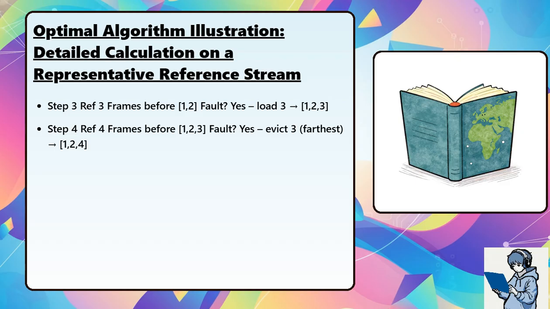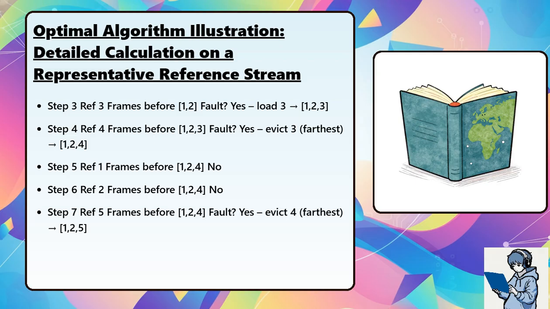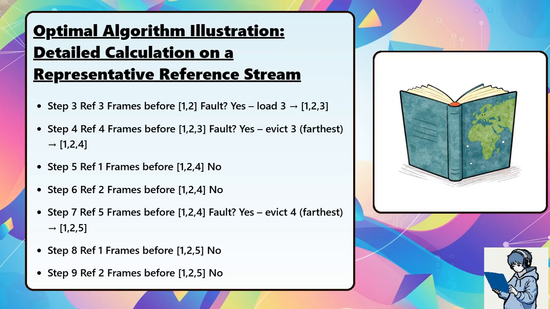Step 4: reference 4, frames before [1, 2, 3], fault yes, evict 3 (farthest) to [1, 2, 4]. Step 5: reference 1, frames before [1, 2, 4], no fault. Step 6: reference 2, frames before [1, 2, 4], no fault. Step 7: reference 5, frames before [1, 2, 4], fault yes, evict 4 (farthest) to [1, 2, 5]. Step 8: reference 1, frames before [1, 2, 5], no fault. Step 9: reference 2, frames before [1, 2, 5], no fault.